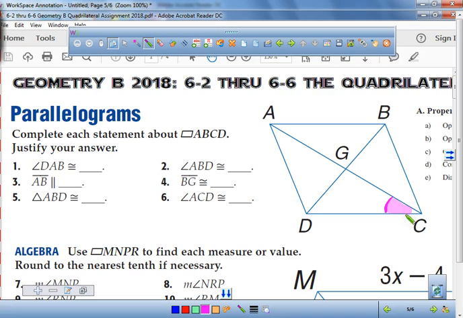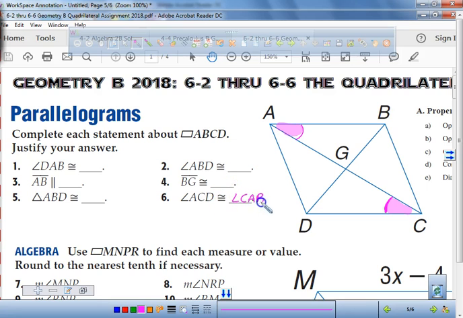What's the alternate interior angle of ACD? It's going to be this one right here, right? So what do you want to call this one? I like it. Oh, got the angle symbol. Yeah. CAD. Little CAD. So there we go. Those are the first 6 answers. Now, if you would have put BAC, I would have still counted it right. Okay? All right.